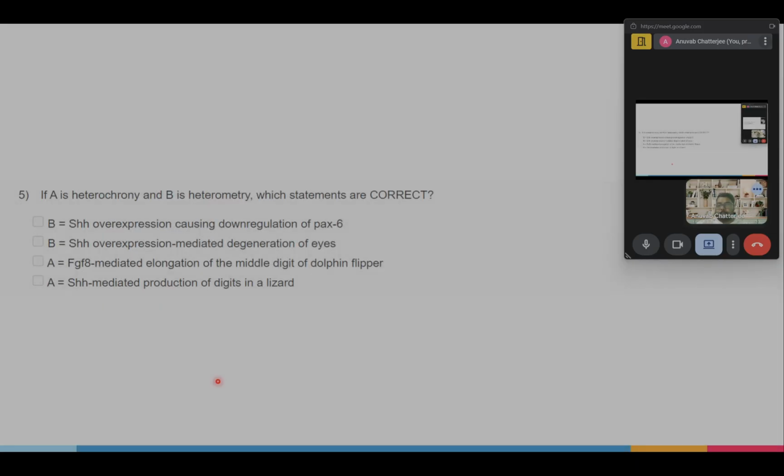Okay, next, if A is heterochrony, which is changes in time, and B is heterometry, which is changes in amount, which statements are correct? The options are that B is sonic hedgehog overexpression causing down regulation of PAC6, or B is sonic hedgehog overexpression mediated degeneration of the eyes, A is FGF8 mediated elongation of the middle digit of the dolphin flipper, or A is sonic hedgehog mediated production of digits in the lizard.